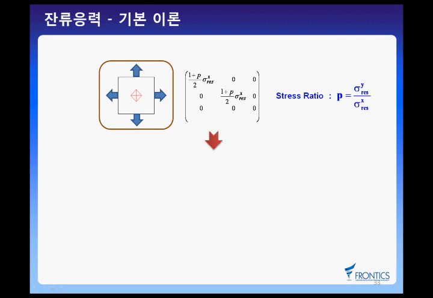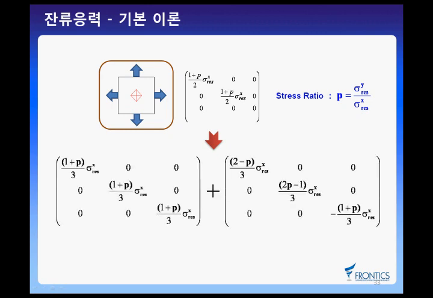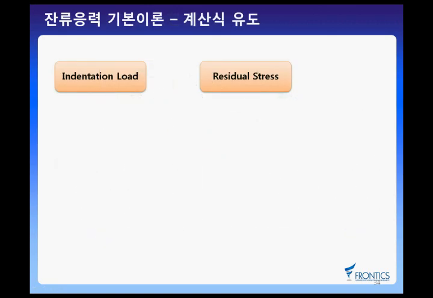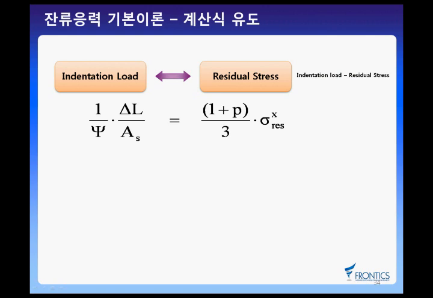The residual stress state on the surface of the materials is presented in a tensor form like this, and divided into the hydrostatic stress state and the deviatoric stress state. The graph shows that the degree of load shift is proportional to the z-directional deviatoric stress components. Thus, by quantifying the shift in the indentation load depth curve, residual stress is measured with instrumented indentation tests.